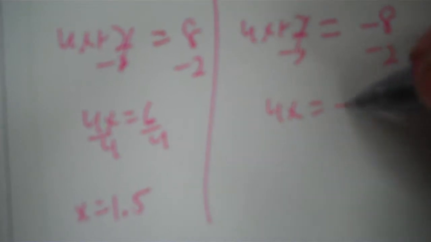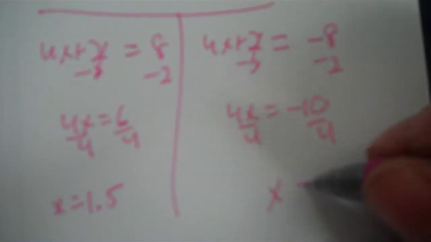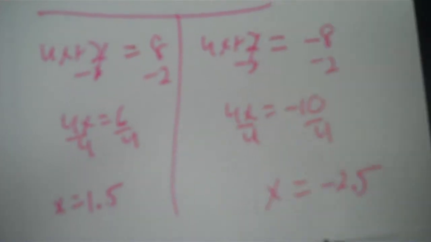Minus 2, 4 times x equals 6, and x is 1.5. Minus 2, 4 times x equals negative 10, and negative 10 divided by 4 is negative 2.5. Okay? Don't do the bottom one.